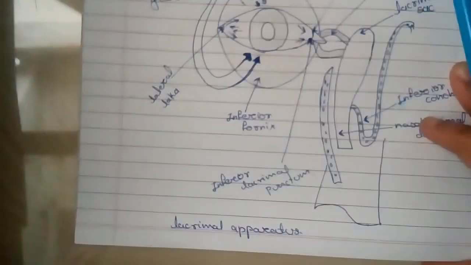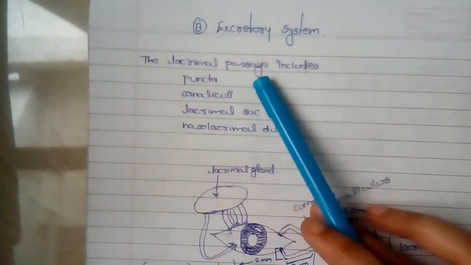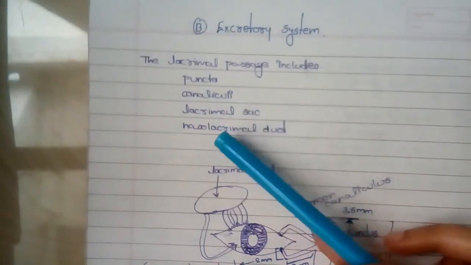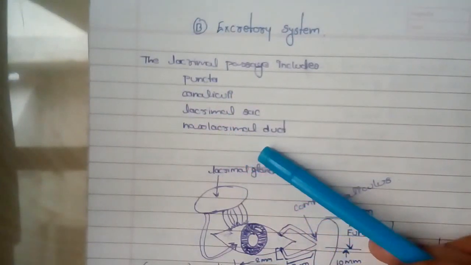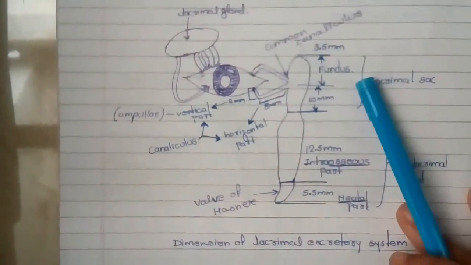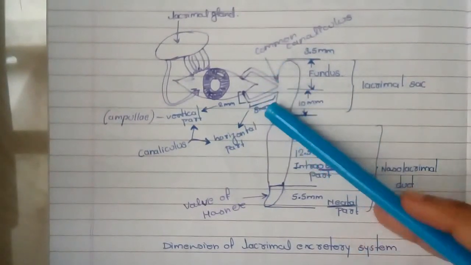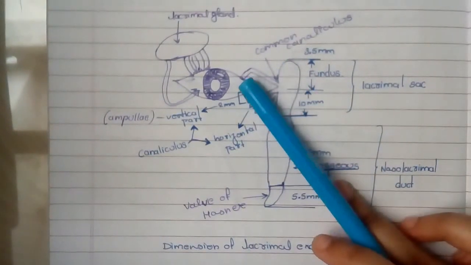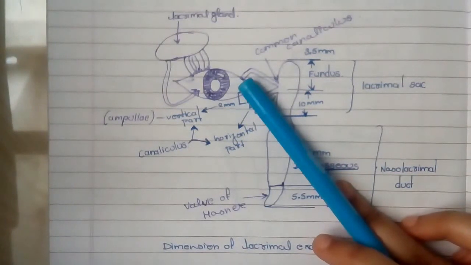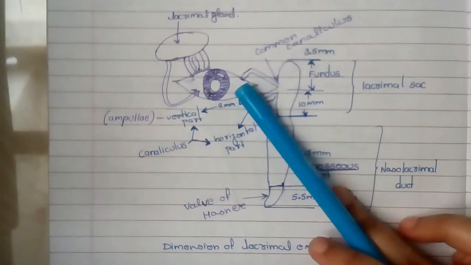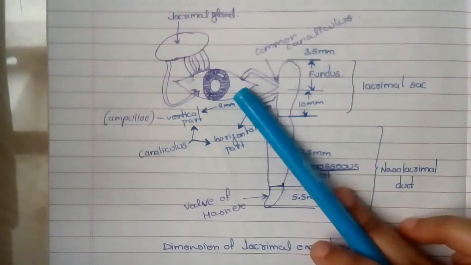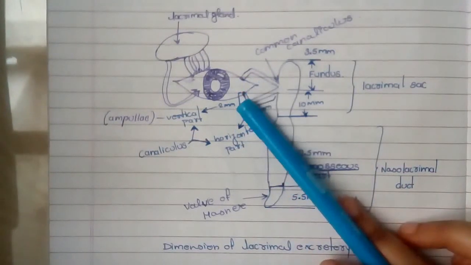Now we are going for the excretory system. The passage includes the punctum, canaliculi, lacrimal sac and the nasolacrimal duct. Here I have drawn the diagram of the lacrimal excretory system. It is easy to understand. Now the first part is the puncta. The punctum has two small round or oval openings, one each in the upper and lower eyelid.